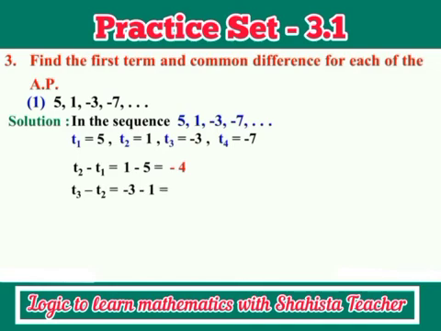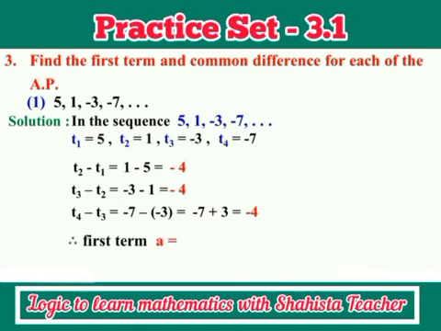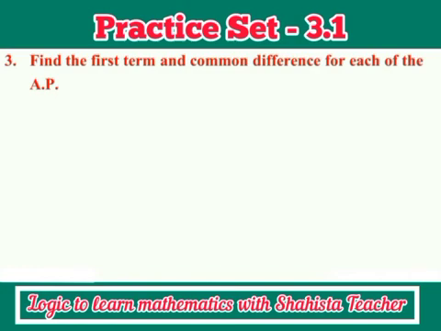T3 minus T2, so minus 3 minus 1. Minus minus becomes plus, but we give the negative sign, the greater number's sign. So minus 4. T4 minus T3, that is equal to minus 7 minus, inside bracket, 3. So minus 7 minus, minus becomes plus 3. So minus plus minus, so minus 4. The first term is equal to 5 and the common difference D is equal to minus 4. Is that clear, my dear students?